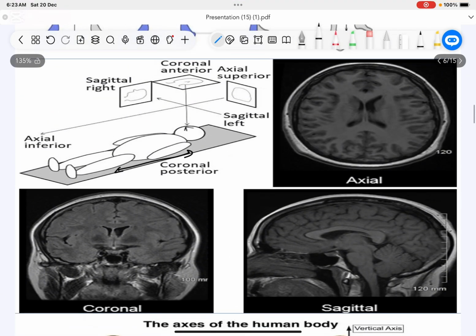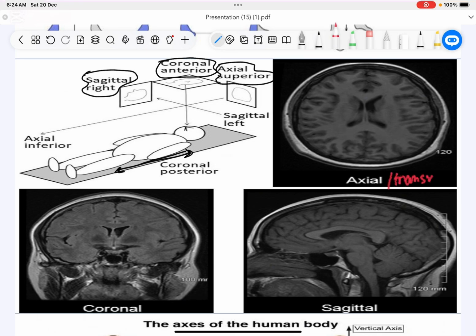Now, what is the use of these planes? By using these planes, radiologically we see the different sections of our body parts. On screen you can see the person is lying down on his or her back and the images are taken on different planes: sagittal, coronal, axial, or we can say transverse. On screen you see the axial, or transverse plane, image, and here we can see the ventricles, the sulci and the gyri.